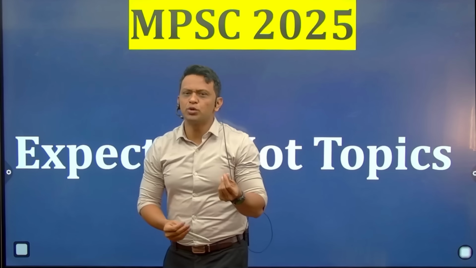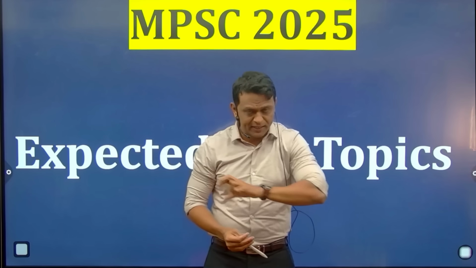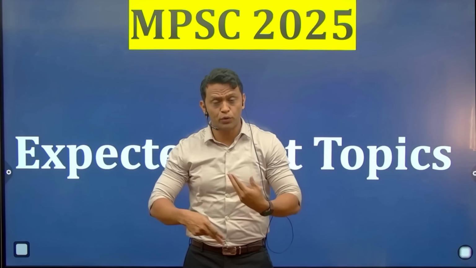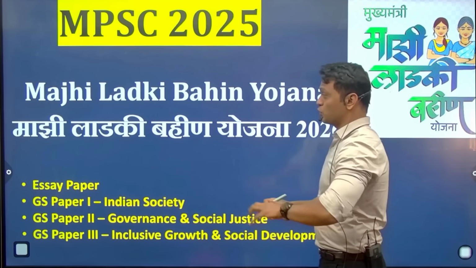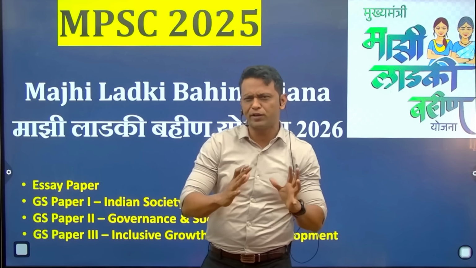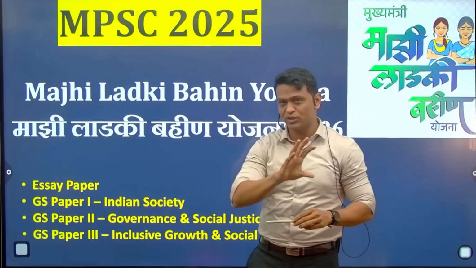Okay, so let's move to the next topic, the top highlighted news in Maharashtra that happened in 2025, on which there could be questions in all the GS papers. Number one is very interesting and very highlighted, the hottest news: Ladki Bahin Yojana, Mukhyamantri Majhi Ladki Bahin Yojana, that is the official name.